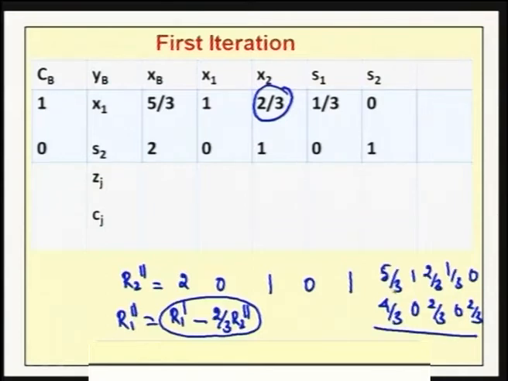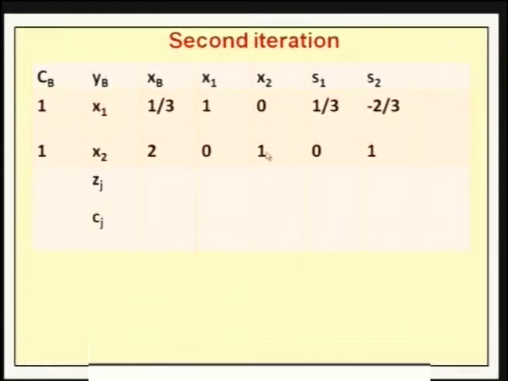So, if we subtract, we will get 5 by 3 minus 4 by 3 as 1 by 3, 1 minus 0 is 1, 2 by 3 minus 2 by 3 is 0, 1 by 3 minus 0 is 1 by 3, and this is minus 2 by 3. Now, see, this 2 by 3 becomes 0. So, by making use of the row elementary transformation, R2 dash as R2 and R1 double dash as R1 dash minus 2 by 3 R2 dash, this pivot element becomes 1 and this 2 by 3 becomes 0, which we display in the next table this way. See, the pivot element becomes 1 and the remaining element in that column is 0.